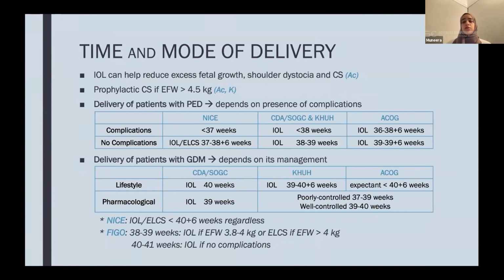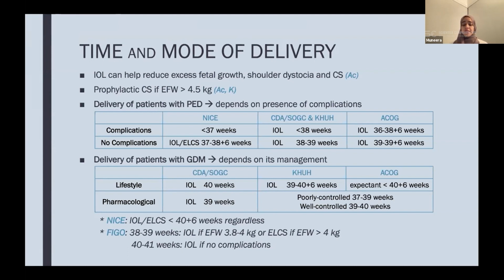It is recommended to perform a prophylactic cesarean section if estimated fetal weight is more than 4.5 kilograms. In general, delivering patients with pre-existing diabetes depends on the presence of complications. So in general, if patients have complications, they are recommended to deliver earlier than patients with no complications. And when delivering patients with GDM, it depends on its management.